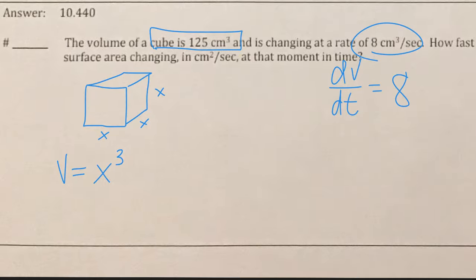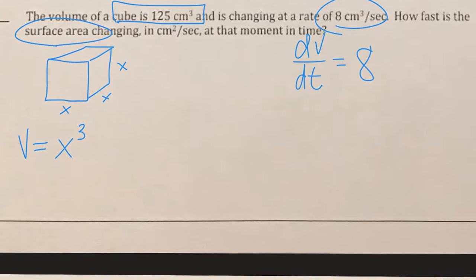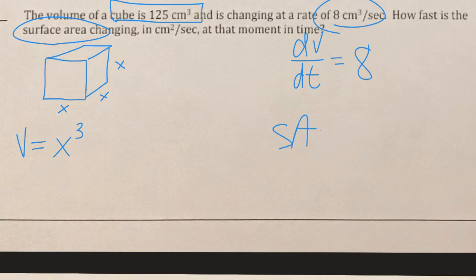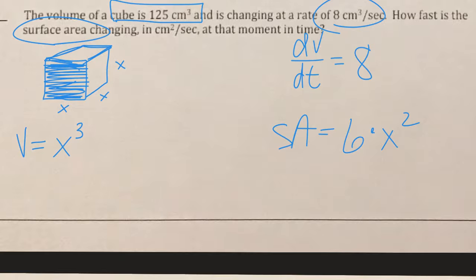How fast is the surface area changing? Oh, it's a surface area question, okay. So if you look at the surface area, that's the sum of all the surfaces. There are 6 squares in a cube, so the surface area is going to be 6 times x squared, which is the area of one of these sides, right? X times x is the area of one of those sides.